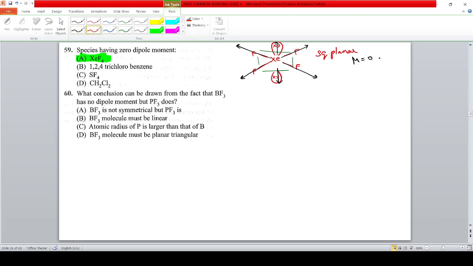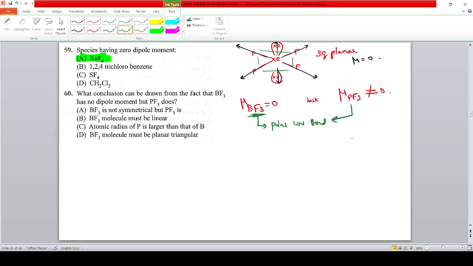Right. Question number 60. What conclusion can be drawn from the fact that the dipole moment of BF3 is equal to 0, but the dipole moment of PF3 is not equal to 0. Right. My question is whether the bonds here are polar covalent bond or non-polar covalent bond. Sir, they are all polar covalent bond. Here also polar covalent bond.